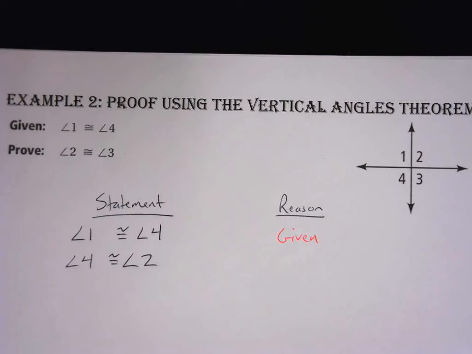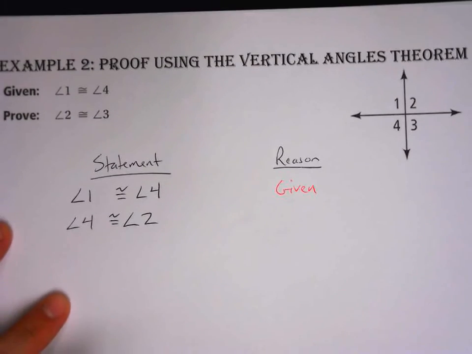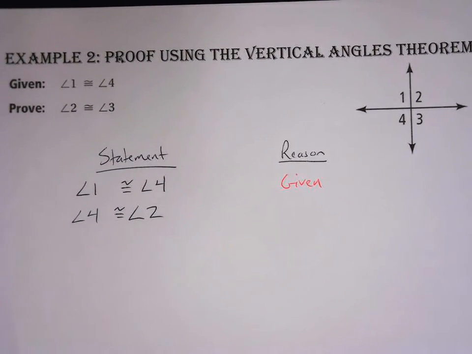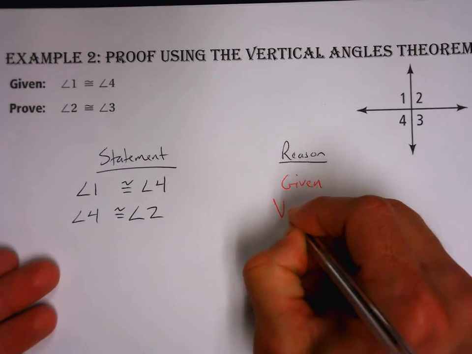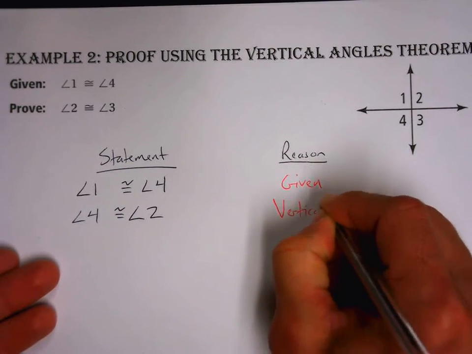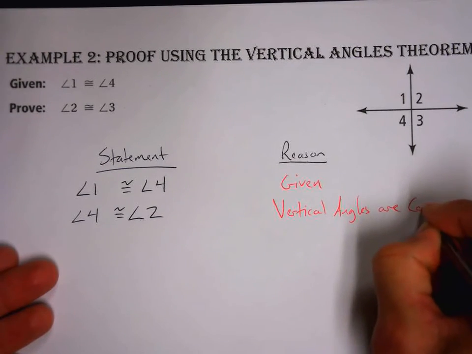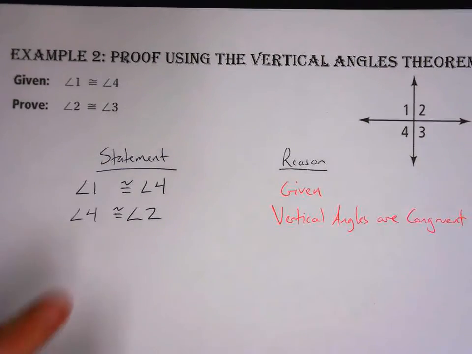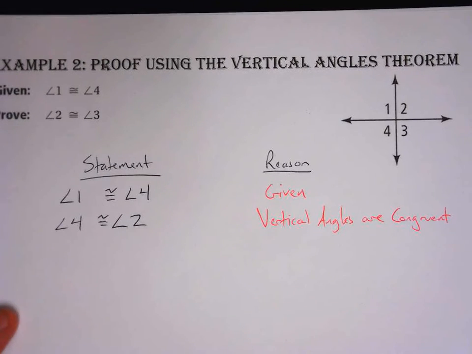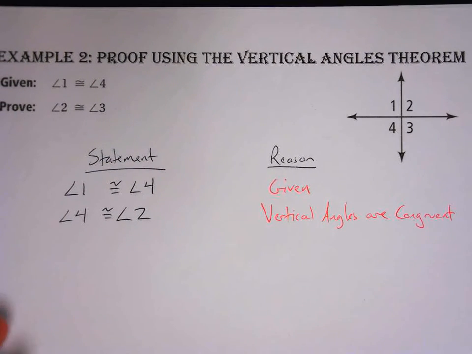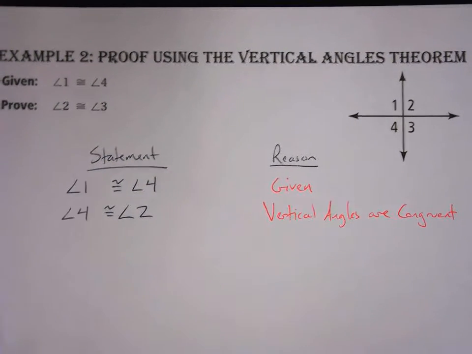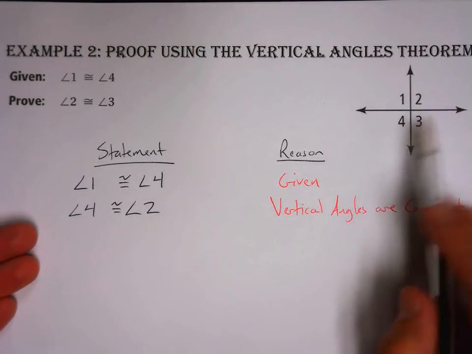And how do we know? What's our reasoning behind that? Because now that we've established the vertical angles theorem, we could use it. We could say, well, vertical angles are congruent. Okay, we can say that because we've established that as truth, right? So vertical angles are congruent. So I got my angle 4 and angle 2, and we need to get to angle 2 and angle 3.